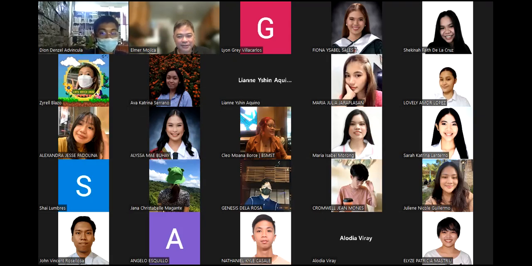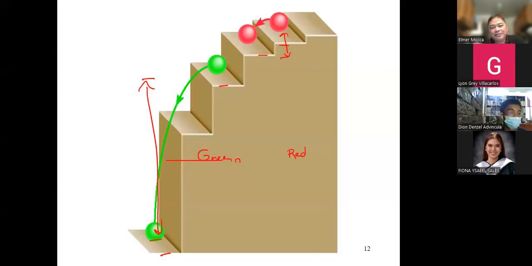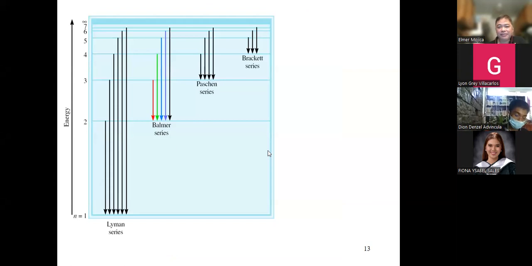So, balikan natin yung naiwan natin. So, how do we explain this in terms ng sa line spectra? So, we can explain it in terms of the hydrogen line spectra as this. Yung different energy level niya from here. So, there are 4 series, but this is the only one that you could see in the visible region.